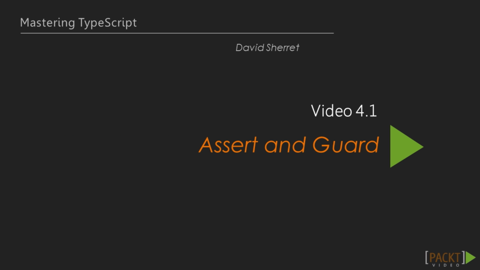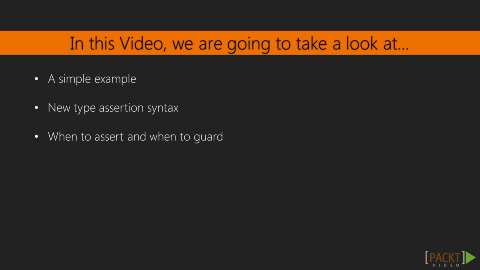Now we move on to the first video of this section, and it's on type assertion and type guarding. In this video, we are going to go through a simple example that demonstrates type assertion and type guarding. We're going to look at some new syntax for type assertion, and then we'll discuss when we should use type assertion and when we should use type guarding.